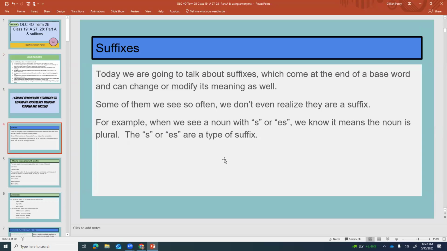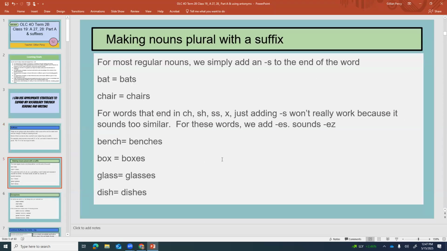For example, really common ones: when we see a noun that has an S or an ES, we usually know that it means the noun is plural. So cup becomes cups, box becomes boxes. So that S or that ES are a type of suffix. Okay, so just kind of going into this again, because I know every language does it a little bit differently, but for English, for most regular nouns, we simply add an S to the end of the word. Bat becomes bats, chair becomes chairs.